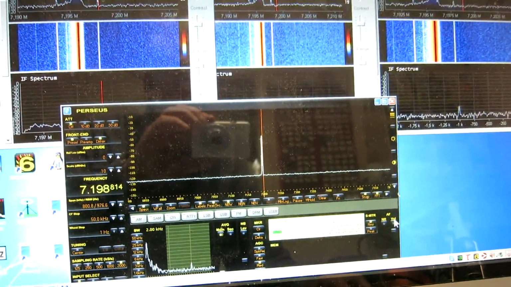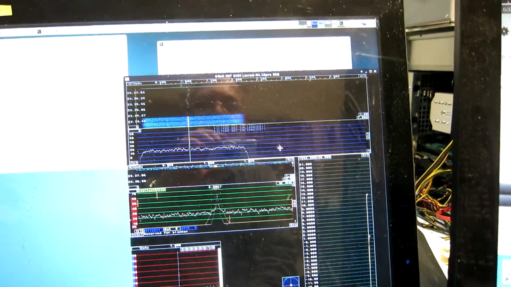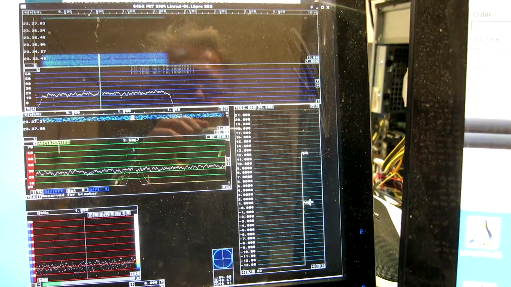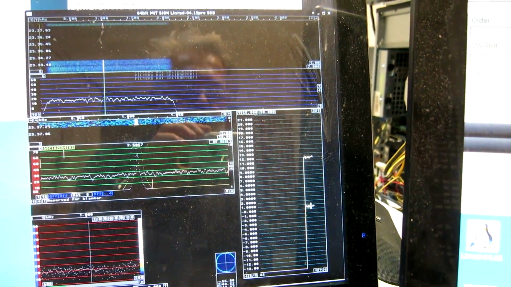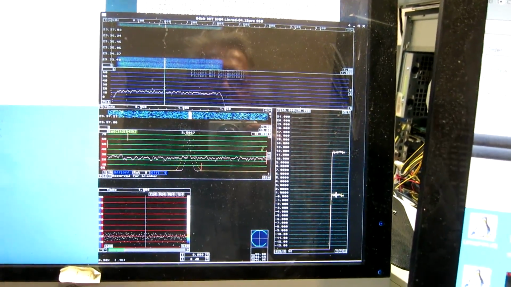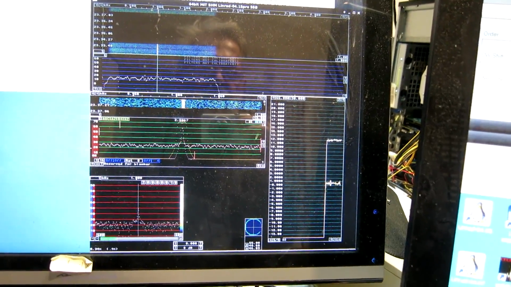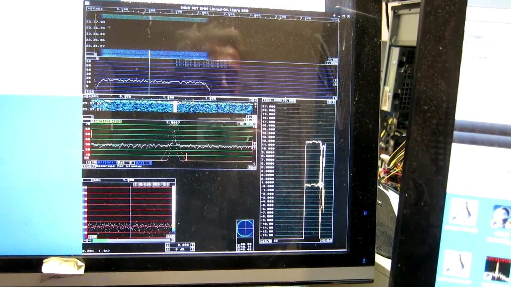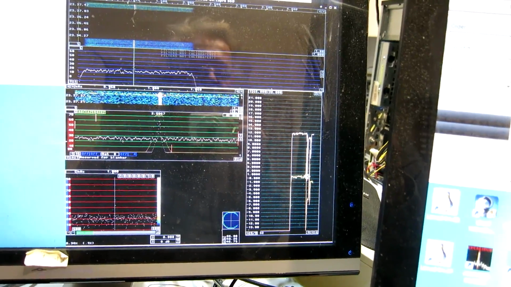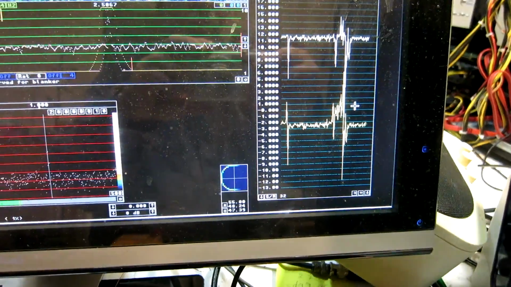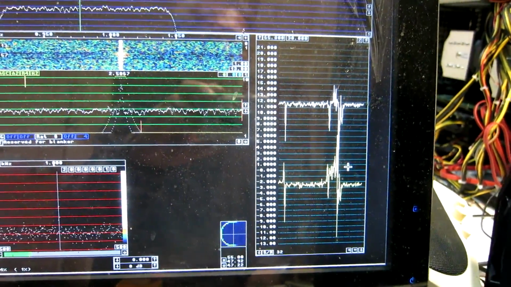For that I enable the audio, and then I use this instance of Linrad to measure the signal-to-noise ratio. You can see it's here, about plus 0.5 dB. And I turn on that interference until I see a loss in performance. Here I have a loss of about 3 decibels.